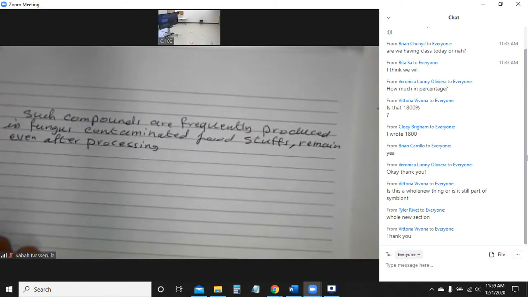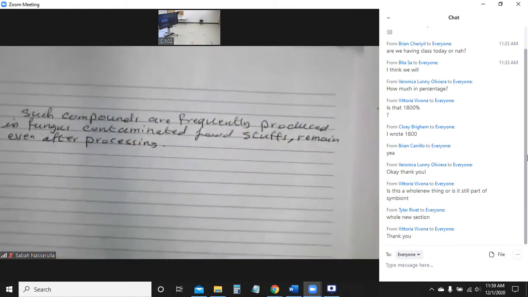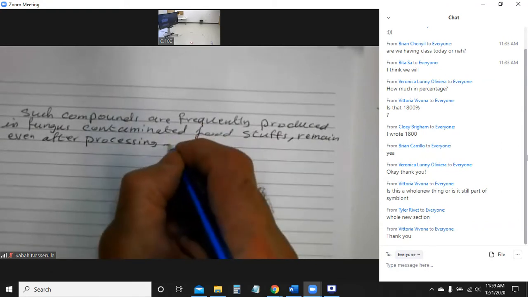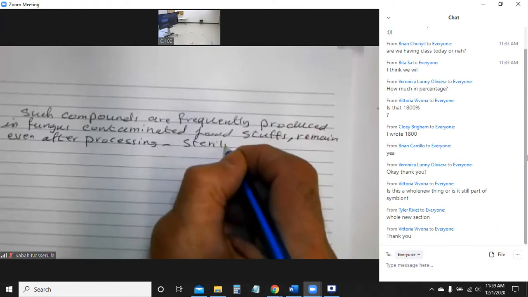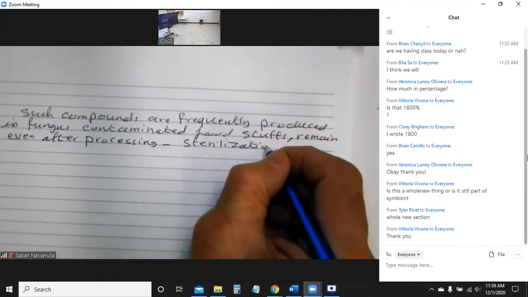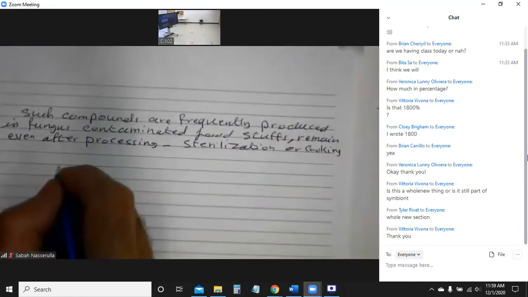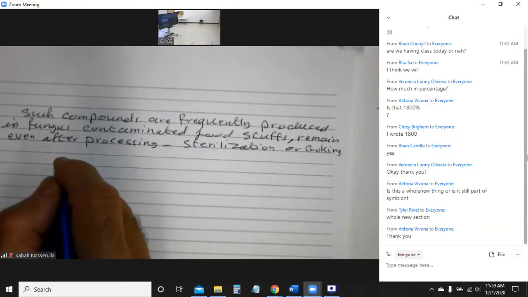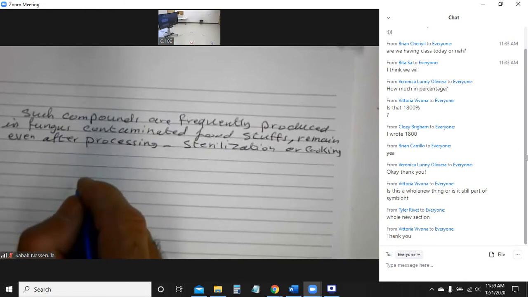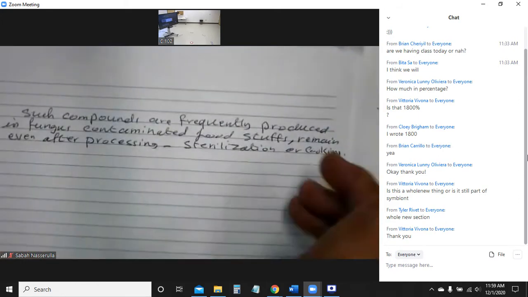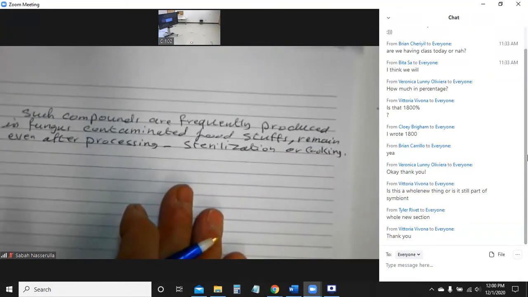Even after processing. Now, because this is a compound, sterilization is not going to affect it very much, that is, sterilization or cooking. They are stable after processing.